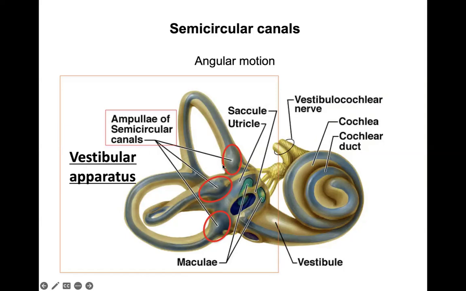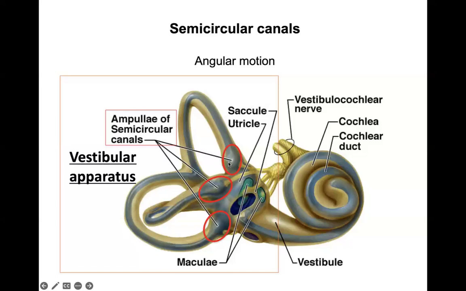The first parts are called semicircular canals. Okay, so those are these three rings right here, 1, 2, 3, right? Again, inside of these semicircular canals are also fluid filled, right? Same thing, endolymph as well, okay?